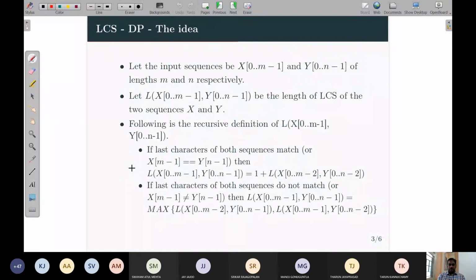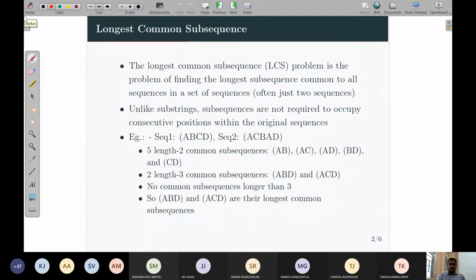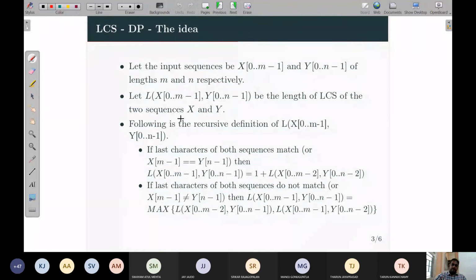So this idea, I'll quickly explain. We already noted what the longest common subsequence is, and we saw this example and many examples on the board also. Now you can see, let us take two strings x and y. You don't worry about these indices, 0 to m minus 1. These indices just indicate that x is a string of length m, which starts from 0 to m minus 1. Y is another string of length n, which starts with 0 and ends with n minus 1, of lengths m and n respectively.